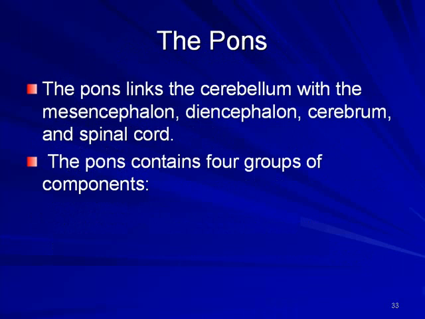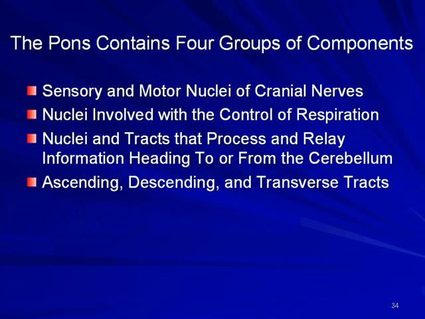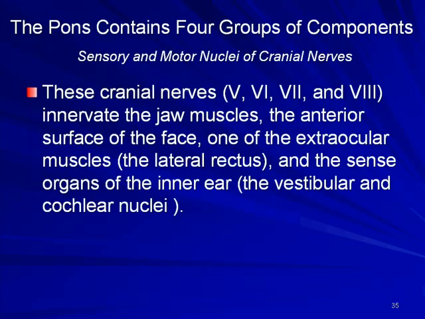It links the cerebellum with the mesencephalon, the diencephalon, and the cerebrum of the spinal cord. The pons contains 4 groups of components: sensory and motor nuclei of the cranial nerves, nuclei involved in control of respiration, nuclei and tracts that process and relay information heading to and from the cerebellum, and then ascending, descending, and transverse tracts. These are 4 groups of components that are part of the pons.